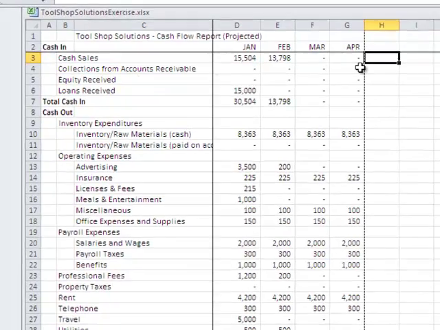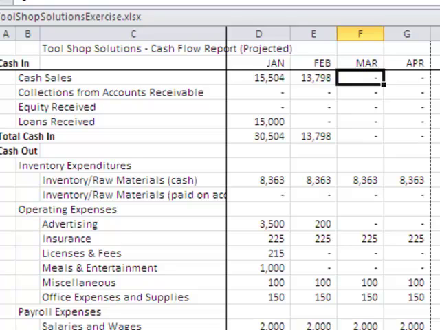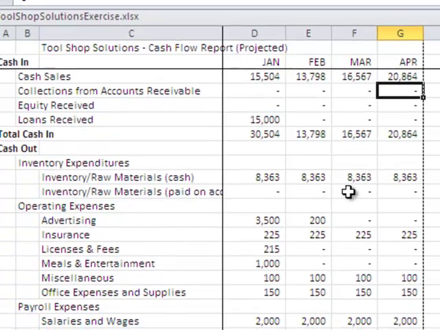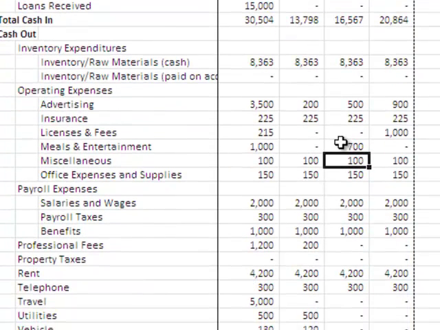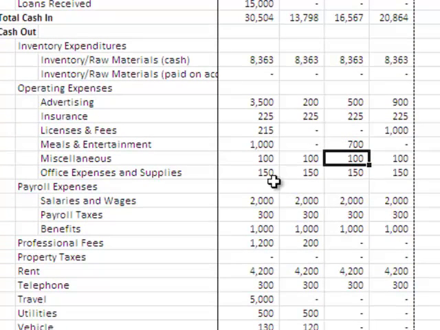He needs to enter his cash sale projections for March and April of $16,567 for March and $20,864 for April. He has advertising for $500 and $900 for those 2 months. He has license and fees of $1,000 in April. He has meals and entertainment of $700 in March. Professional fees and property taxes of $750 and $2750 respectively.